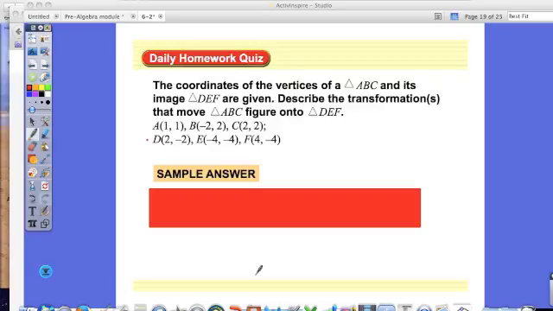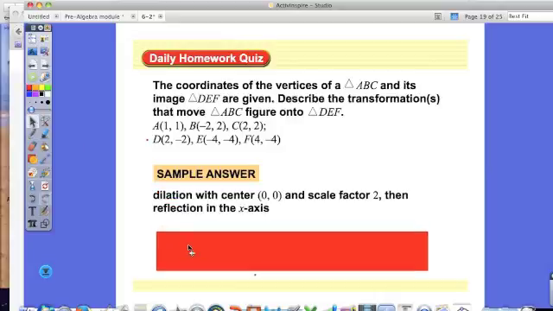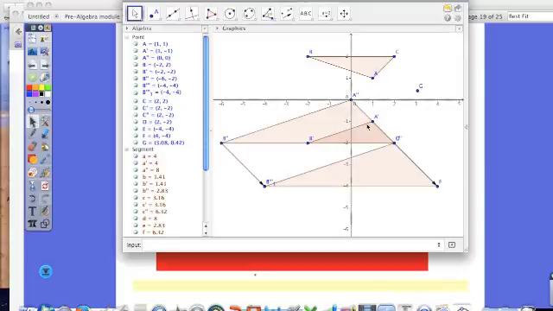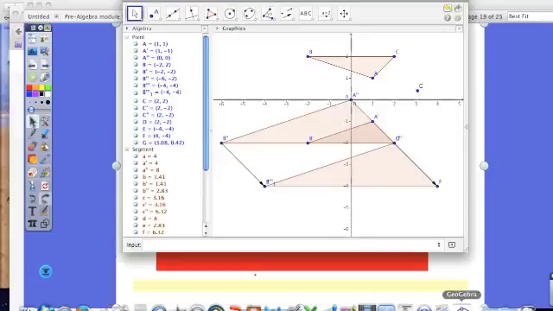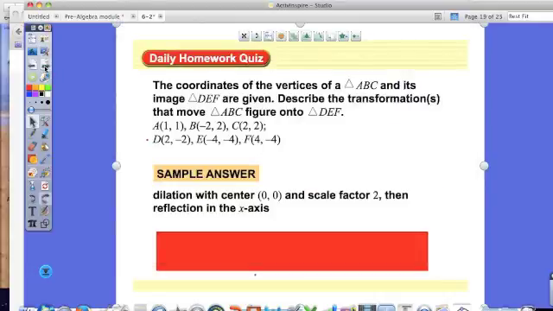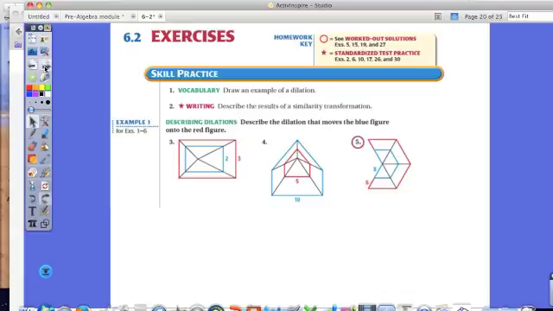They're sample answers because I could do a number of things. If you remember, let's go back and look at the figure. I reflected it first, then I dilated it, then I translated it. Their sample answer was they dilated, then they reflected in the x-axis. So they made it larger and then they reflected. They didn't need that translation. As long as I can describe transformations to show that the figures can be moved onto each other, I can prove that the figures are similar. And so you can look through it. These are the problems from section 6.2 that your homework will come from.